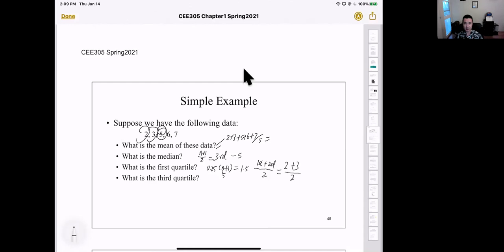For the third quartile, similarly, we calculate 0.75 times (n plus 1), so 0.75 times 6. So it's 4.5, which means we should take the average of the fourth and the fifth sample items. The fourth is 6, and the fifth is 7. I just skip the details so you know how to calculate the quartile and median. It's not very complicated, right?